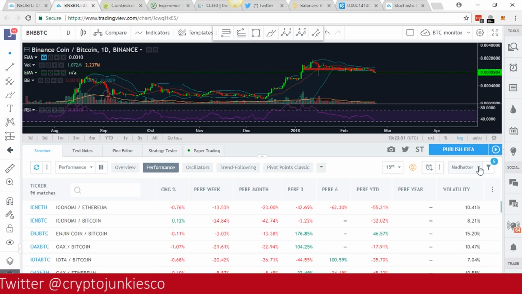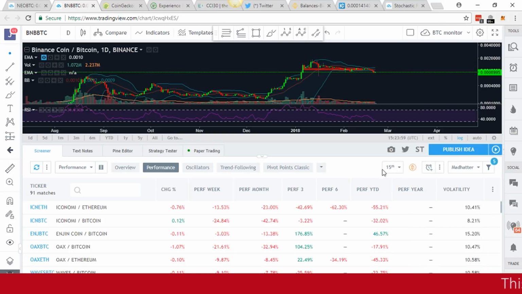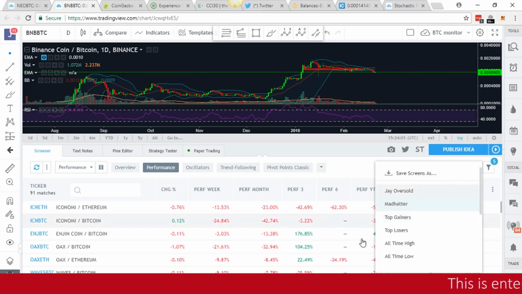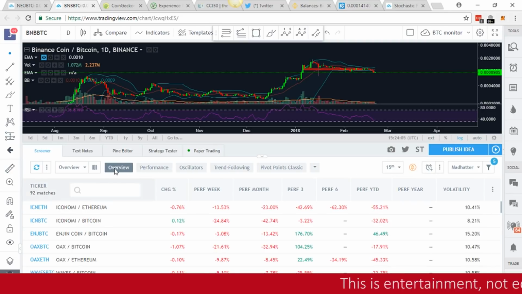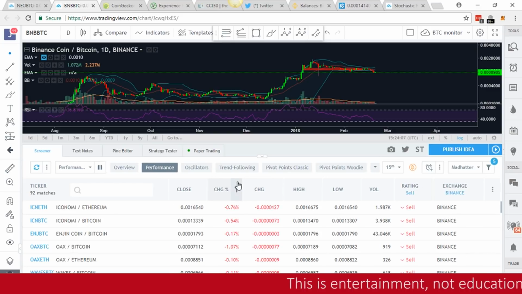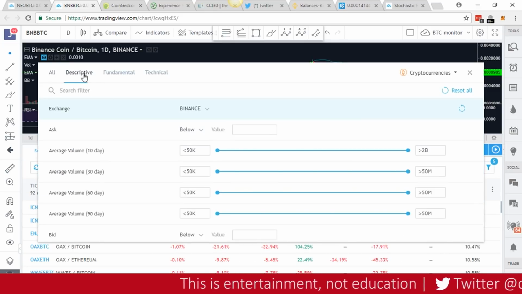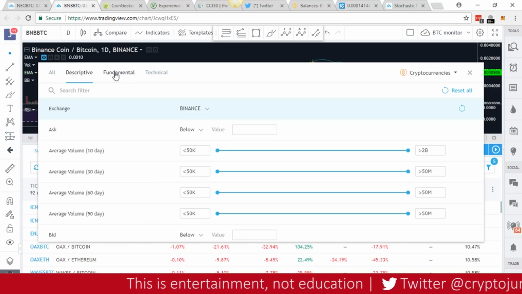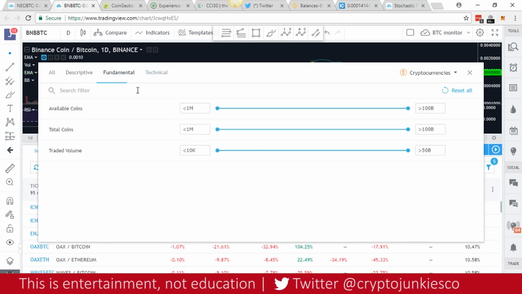Now, you should already know the Screener, okay? You should already know the Screener, and if you don't, you're crazy. Yeah, we don't need to go anywhere in here yet, because all we do is you come in here and it's on overview. You come to performance, and you would get into filters, and you would just start picking out your filters. Okay, so descriptive, here's where we would find the exchange.